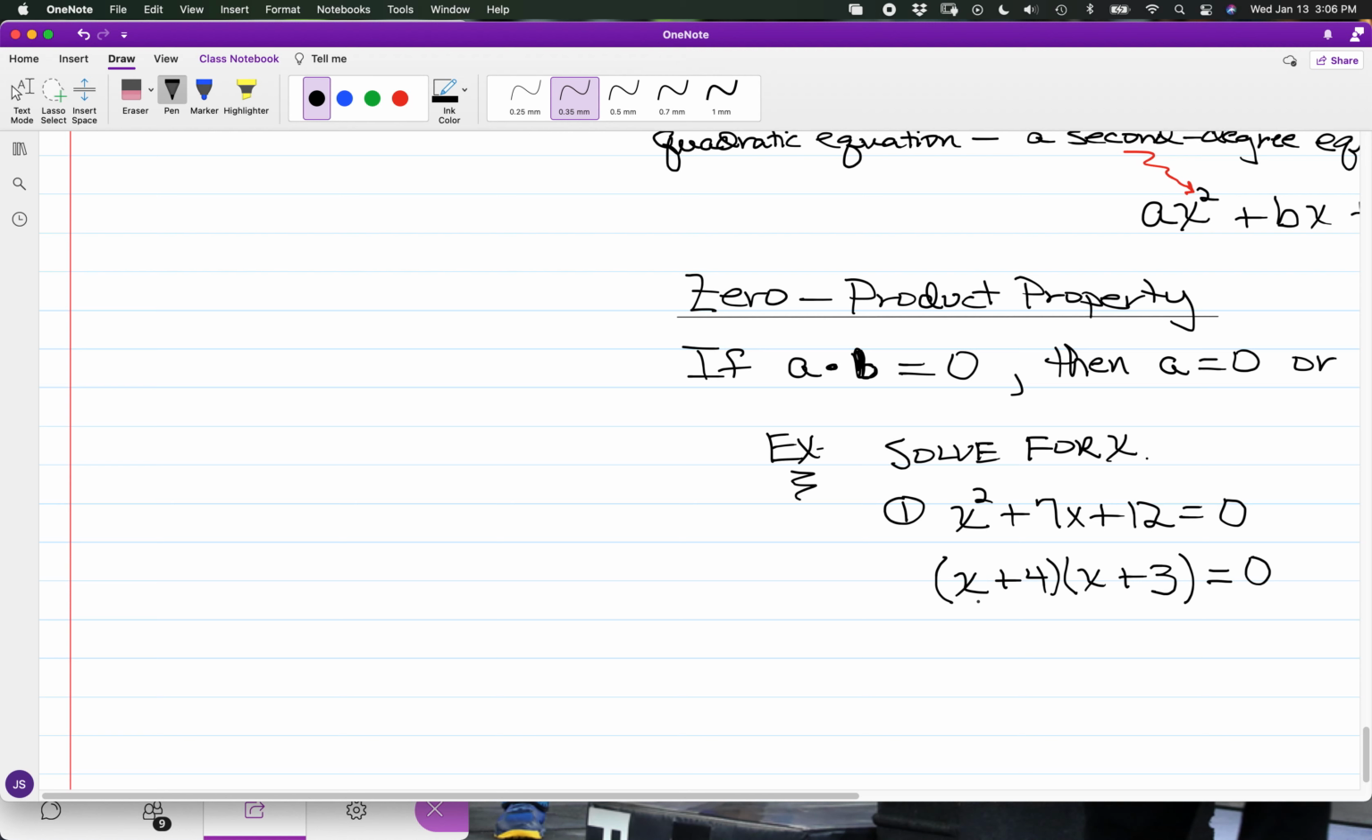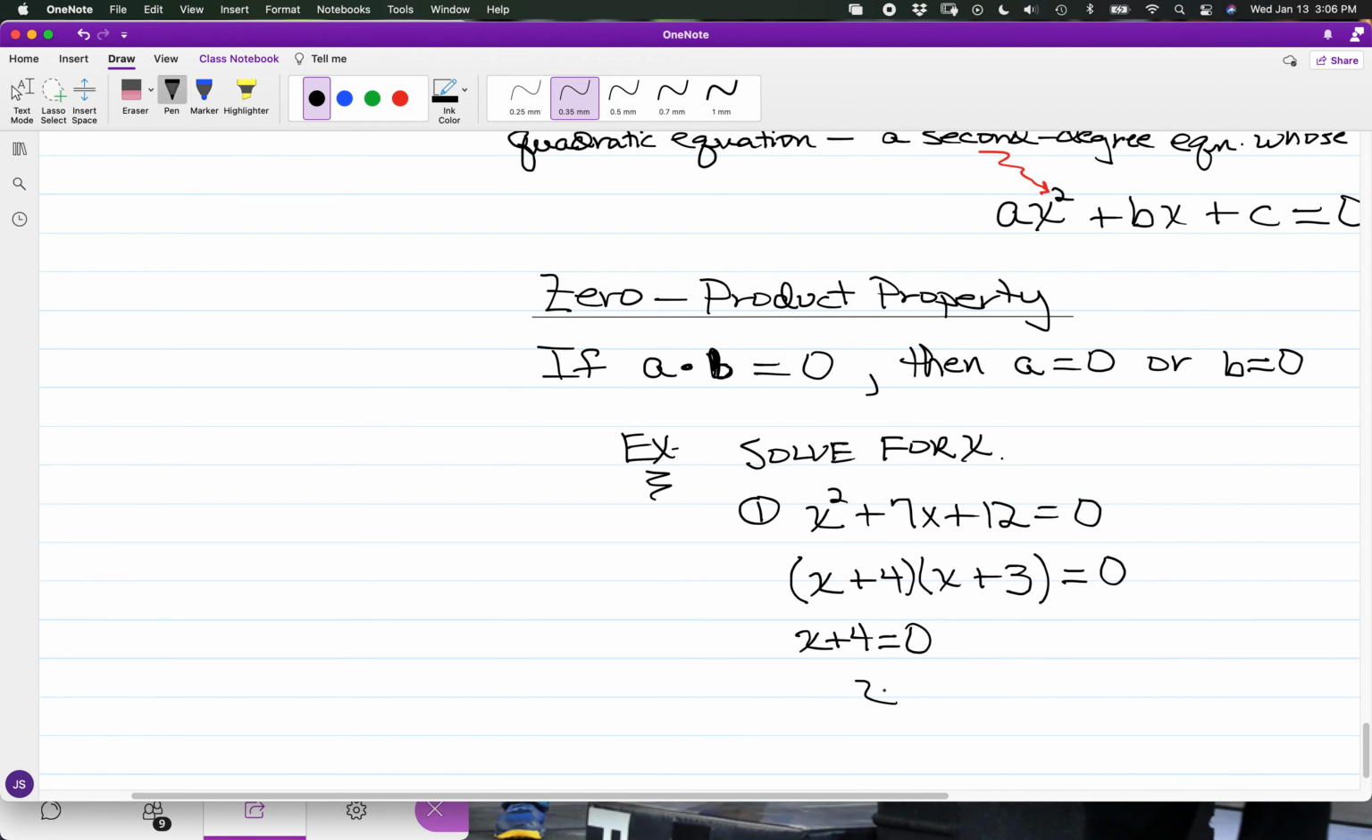So we have, if x plus 4 is a 0 factor, we have x plus 4 is equal to 0, and from this we want to have x equal to negative 4. And if, on the other hand, we have that x plus 3 is equal to 0, we're going to have that x is equal to negative 3. And you can always go back and check your solutions.